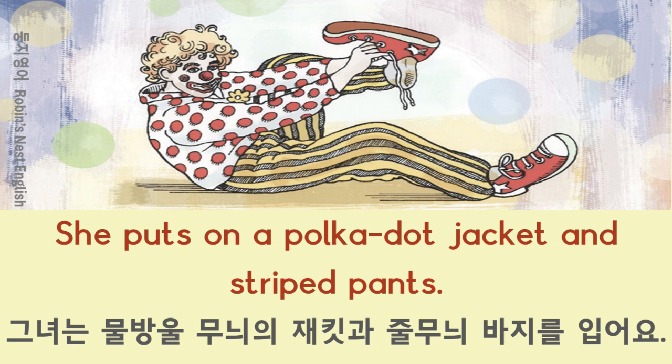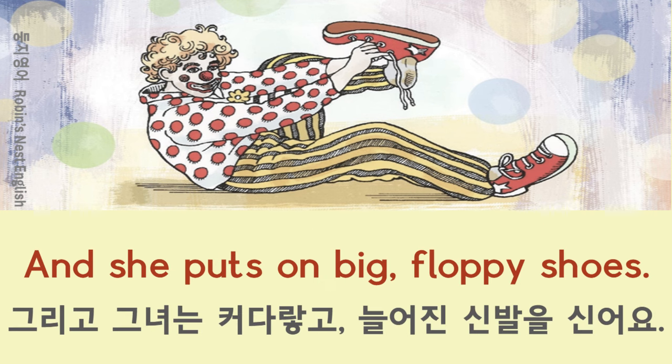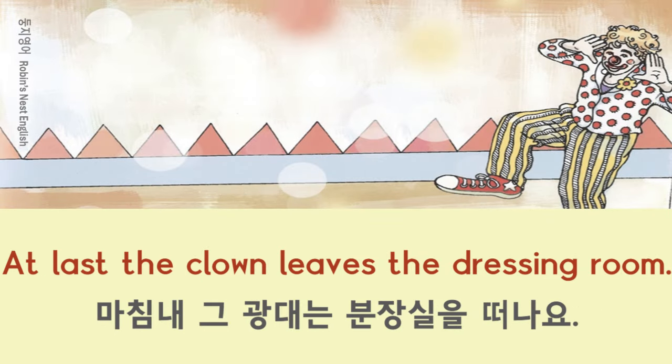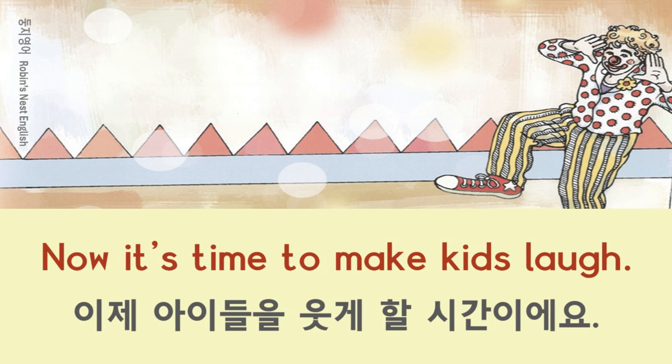She puts on a polka dot jacket and striped pants. And she puts on big floppy shoes. At last the clown leaves the dressing room. Now it's time to make kids laugh.